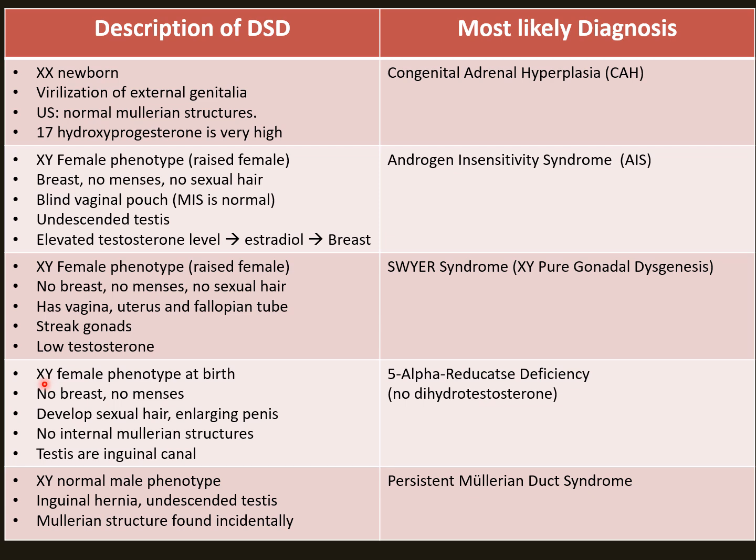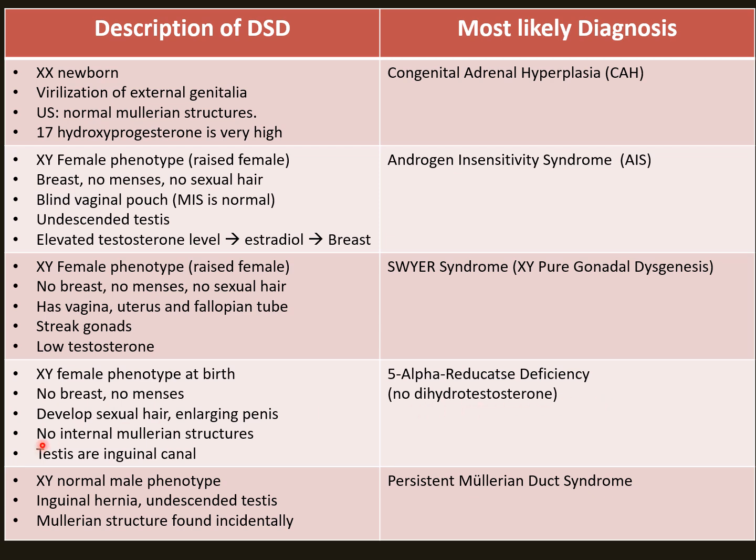The next one is XY female phenotype at birth, which is a 5-alpha reductase deficiency. They do not develop breast, no menses. They develop sexual hair and enlarging penis during adolescence. So after birth, they have ambiguous male genitalia, and they are raised as females. Then when they go through adolescence, they develop sexual hair normally because they are boys. They have normal testosterone, but they are missing the dihydrotestosterone for complete development of the external genitalia.